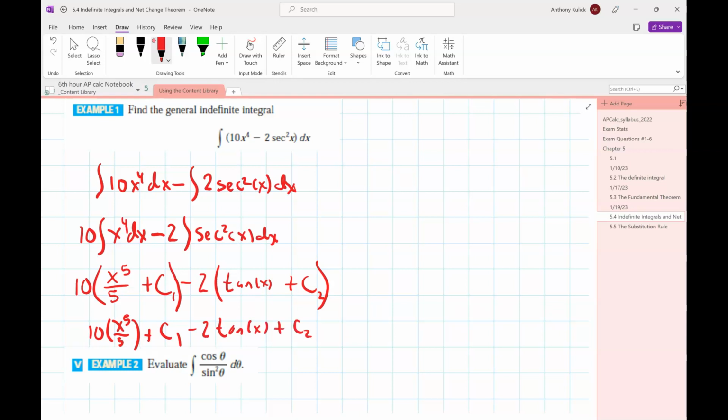And if I want to add C1 and C2, if I add two arbitrary constants, what do I get? Still just a constant. So I'm going to reduce that fraction over there. The way I would write my final answer would just be plus C, because C1 plus C2 is still just another constant. We're just going to package them both together and call it C.